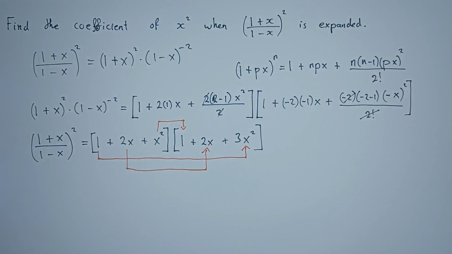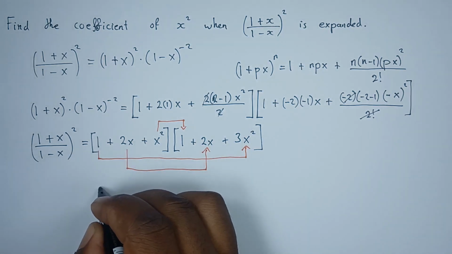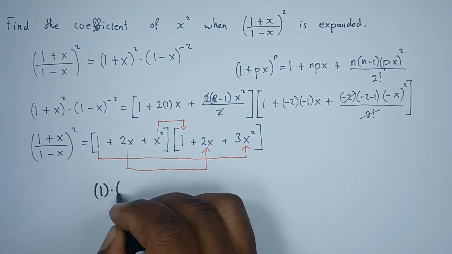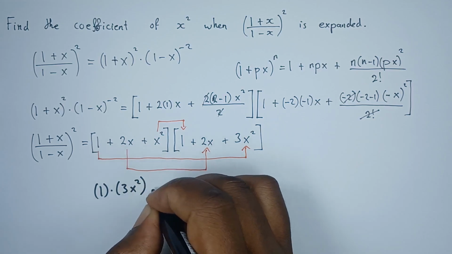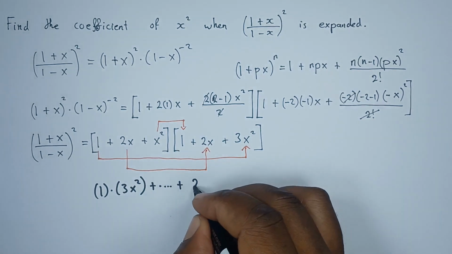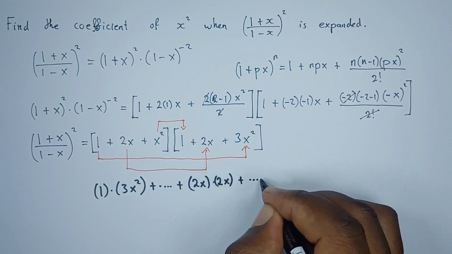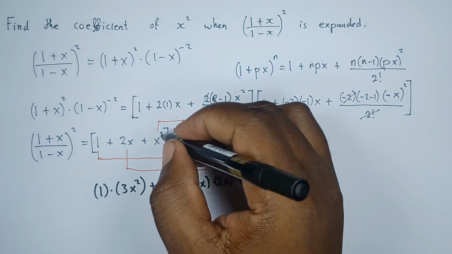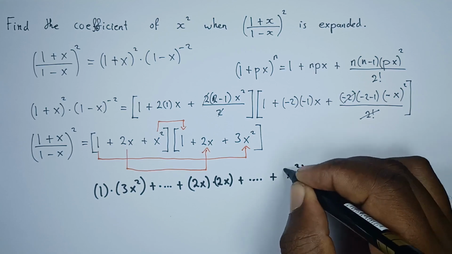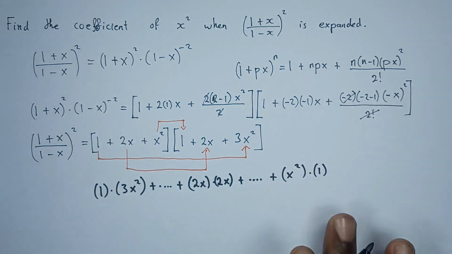So I'll say 1 times this is just 1 times 3x squared, plus the other terms in between, of course, 2x times 2x, the other terms in between, and lastly, x squared times 1. These dots simply mean that when expanding this whole thing, there are other terms in between, like x to the power 3 and x to the power 1, but we don't need them. We're only interested in x squared.